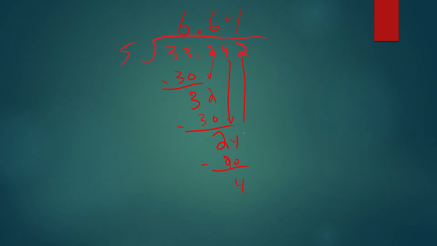Okay, next we're going to bring down our 2. Okay, and we're going to go 5 into 42. 5 into 42, 8 times. Okay, so we get 40 as our answer. Now if we subtract this, we get 2 left over.